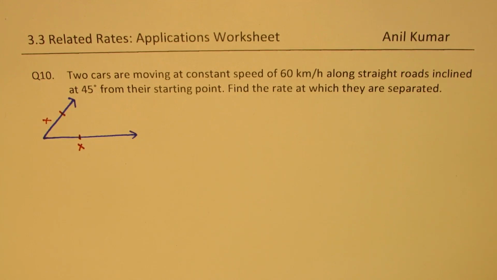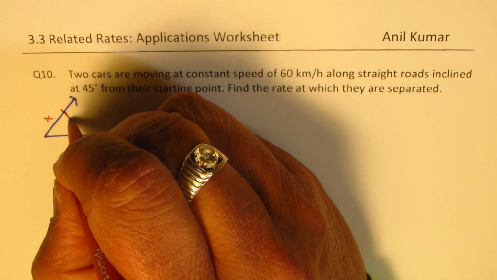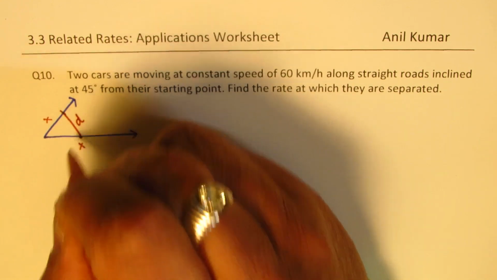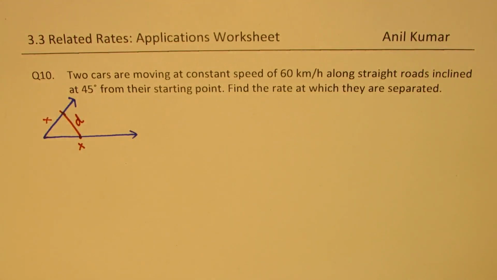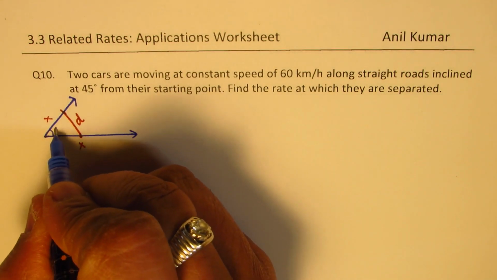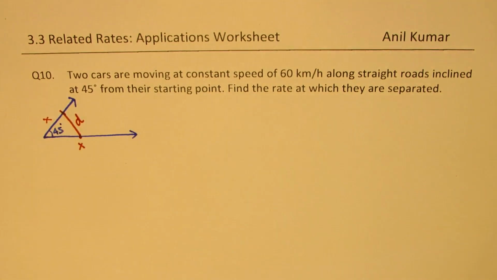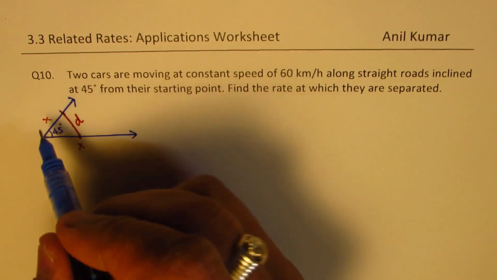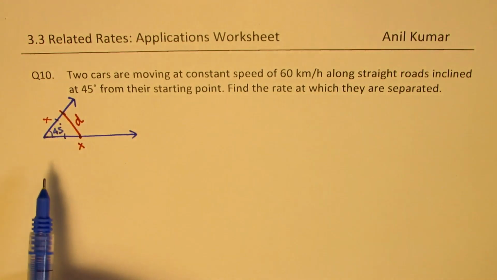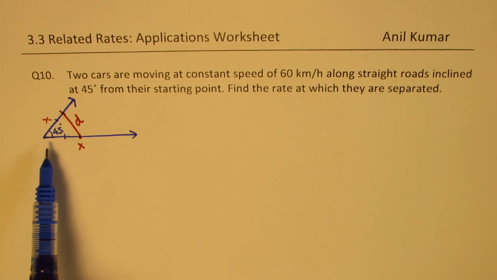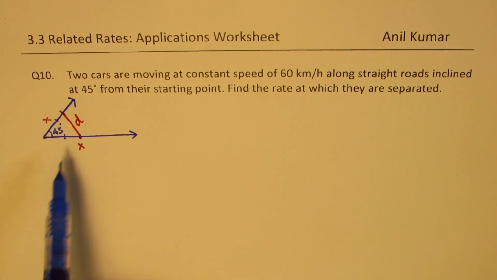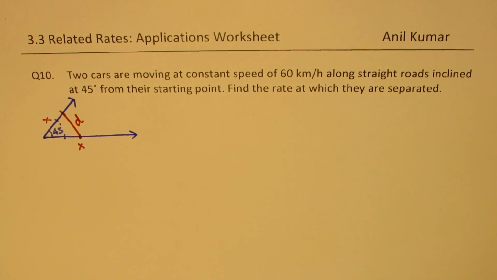What we are interested in finding out is what is their separation, right? What is the distance between them at any instance of time, and how is this distance changing? We know that the angle is 45 degrees between the two roads. So basically we have an isosceles triangle, as you can see. In this particular triangle we have one angle as 45 degrees. Perfect. So you can now use a bit of trigonometry and solve this question.